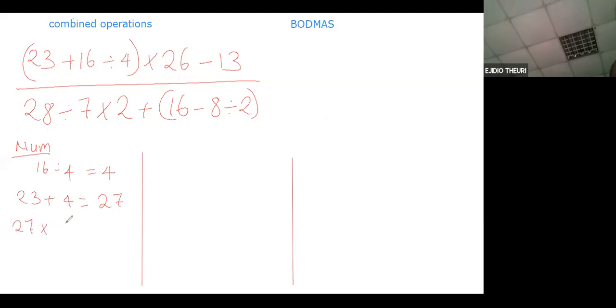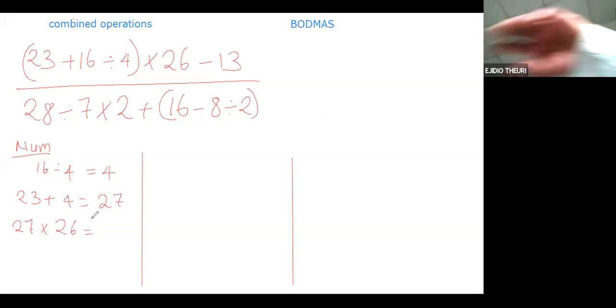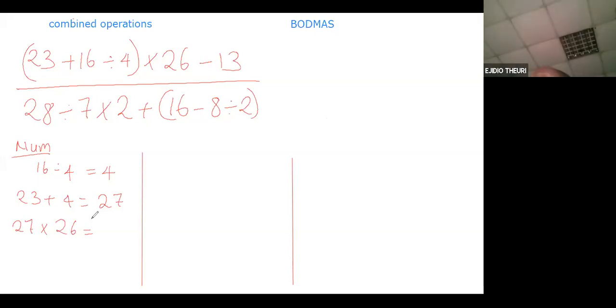27 times 26. I have a calculator here, because I don't have time to multiply all that. So we start from 16 divided by 4 to get 4. 23 plus 4, you get 27 times 26 to get 702. 702 minus 13 to get 689. We come to the second part, brackets.